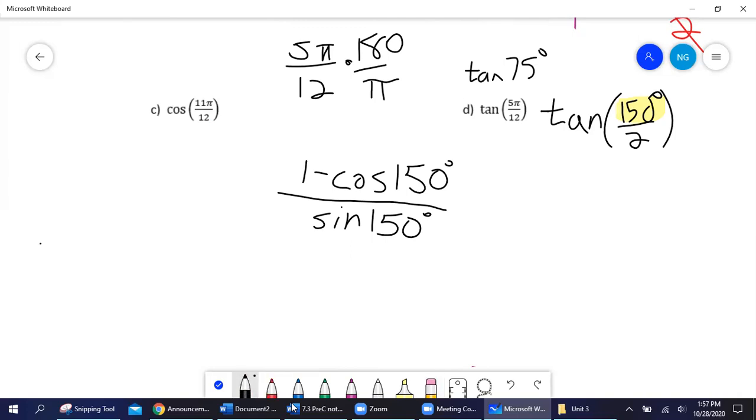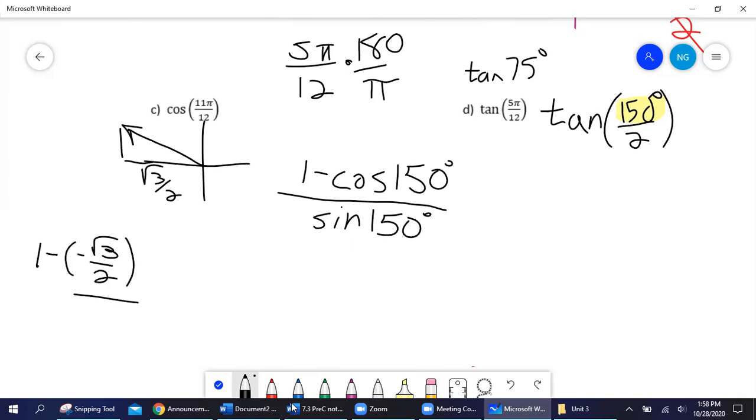Okay, so let's see what we've got. 1 minus the cosine of 150. Well, 150 is here. That's a root 3 over 2, but it's negative. So it'd be 1 minus negative root 3 over 2. That's going to turn into plus. The sine of 150 is a half.